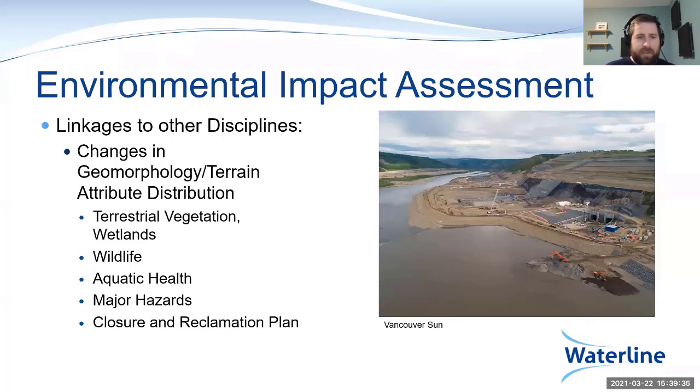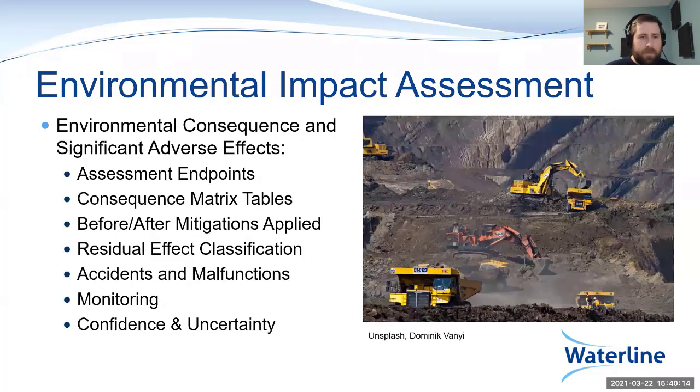And on the geomorphology and terrain side of things, similar to previous measurement endpoints, add in the major hazards. So looking at geohazards and erosion, these are your landslides, landslips, and larger failures, and the erosion potential of the environment that now may have steeper slopes, may have more exposed soil, that needs to be considered. The soil types need to be considered. And then on the closure reclamation plan, you're still looking at revegetation planning.